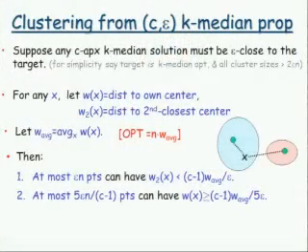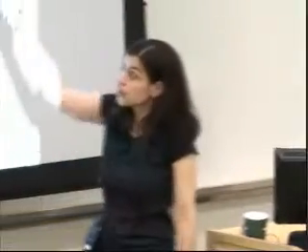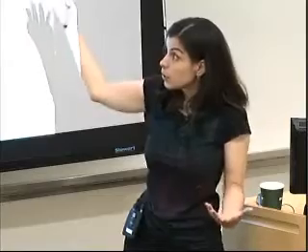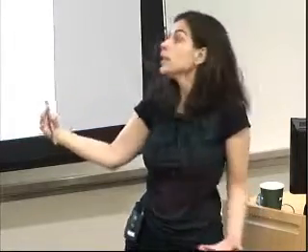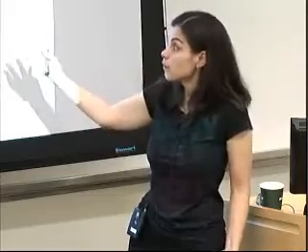Now, let me describe two properties, two implications that we can derive. The first one is an implication of the C-epsilon property, and it says that if the C-epsilon property is true, then at most epsilon times n points can have w2 smaller than (C minus 1) W average over epsilon.